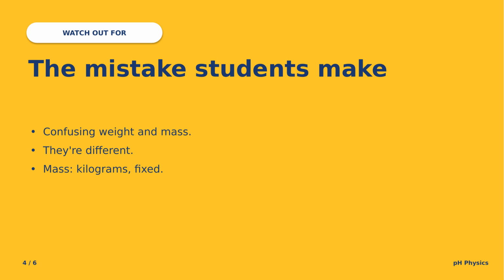Common slip, confusing weight and mass. They're different. Mass, kilograms, fixed. Weight, newtons, varies with gravity. Calling a 60 kilogram person weighing 60 kilograms is sloppy. They weigh 588 newtons.